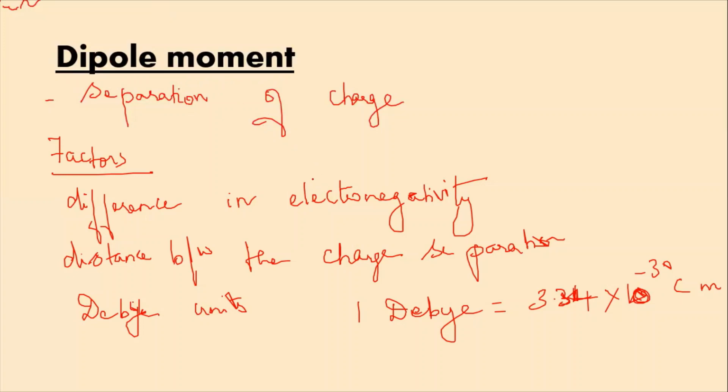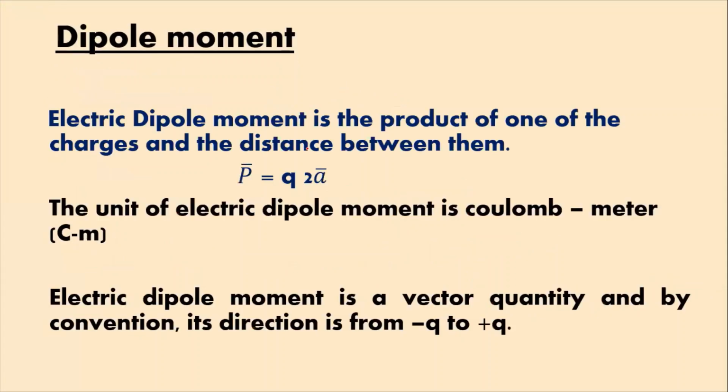Dipole moment occurs due to the separation between the charges, and the factors that determine how strong the dipole moment will be are the difference in electronegativity between the two charges and also the distance between the charge separation. SI unit is Debye units or Coulomb meter. That is what is mentioned here.